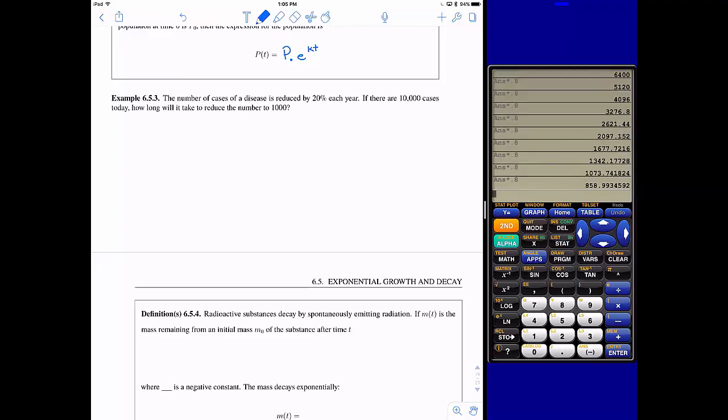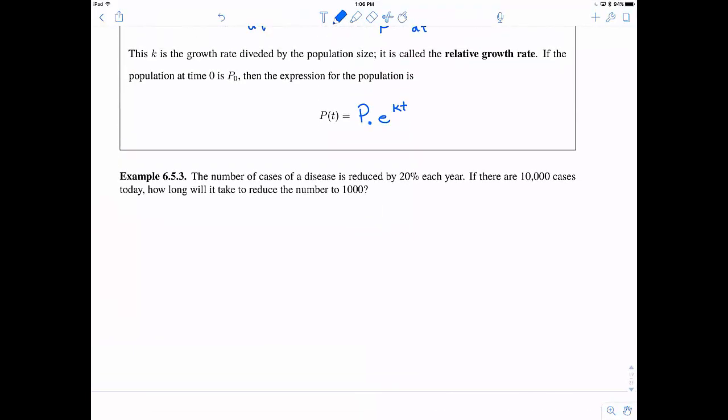So it looks like right around, I believe, between 10 and 11, right? So 10 was 1,073, 11 was 858. So somewhere between 10 and 11 years, that's when the disease is at 1,000. So let's see, using math now instead of just guess and check, let's see if we can get that answer. So according to this theorem up above, the population should be 10,000, the initial population, times e to the kt.